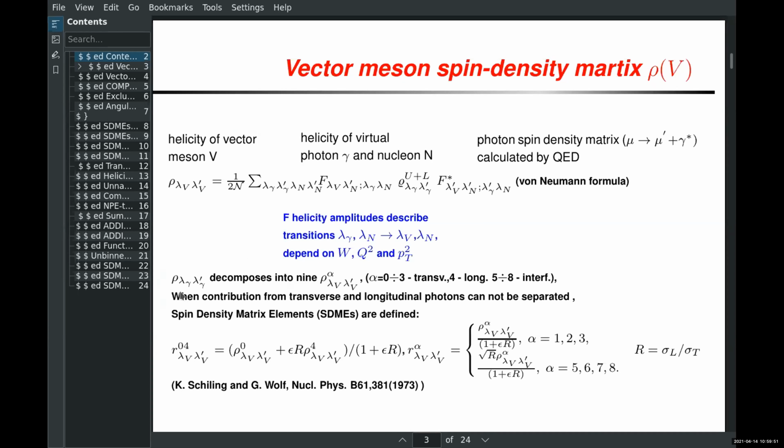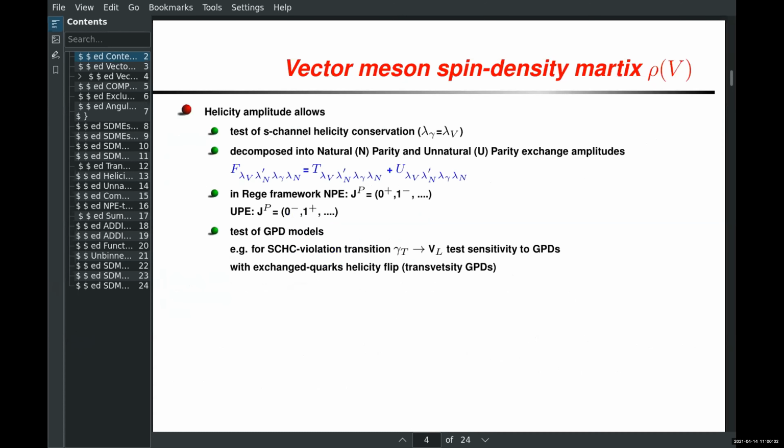When such a separation is impossible, just the index 04 appears. So one of the natural definitions of the s-channel helicity is a transition where we observe a transition from the photon to the vector meson with the same helicity.